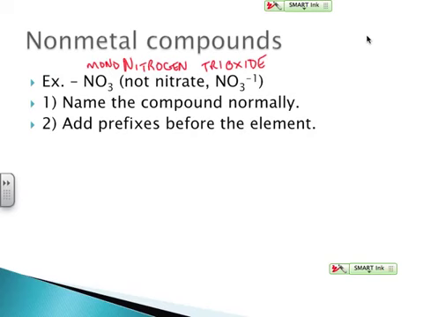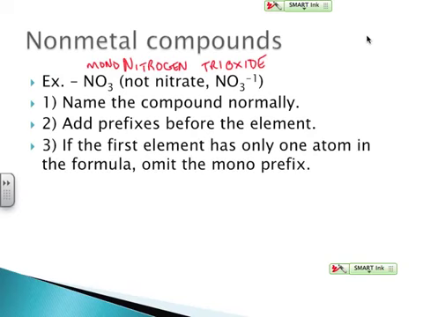Now the only thing is, notice if you think about CO2, we don't call it monocarbon dioxide or monocarbon monoxide if it's CO. So the exception to the rule is if your first element only has one atom to it, you don't include the mono prefix. Okay, so you would just call this nitrogen trioxide. Okay, pretty straightforward, hopefully.